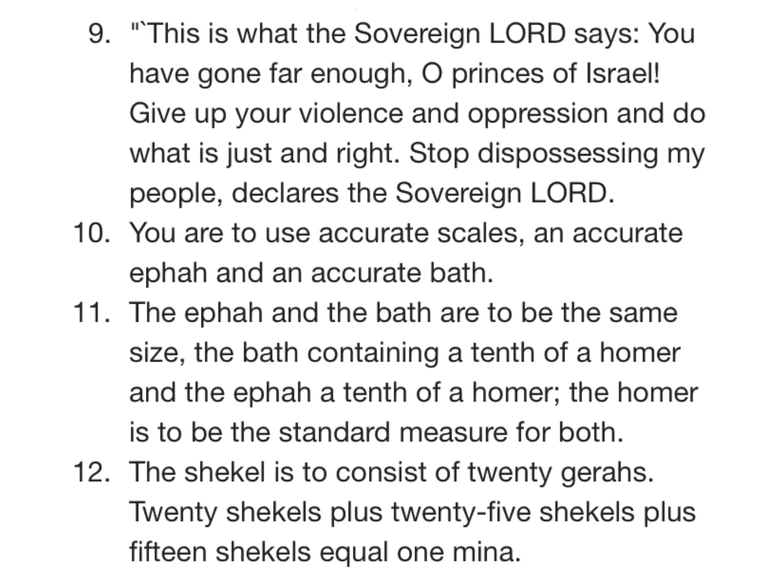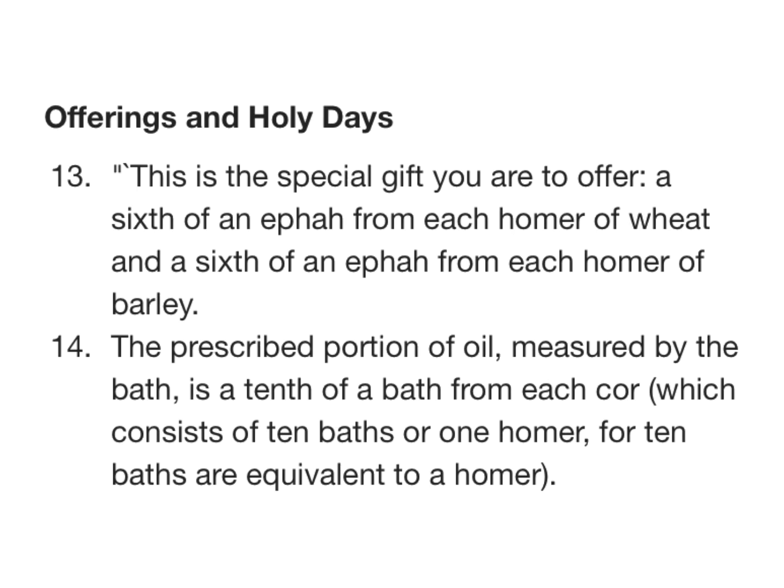The shekel is to consist of 20 gerahs. 20 shekels plus 25 shekels plus 15 shekels equal 1 mina. This is the special gift you are to offer: 1/6 of an ephah from each homer of wheat, and 1/6 of an ephah from each homer of barley. The prescribed portion of oil, measured by the bath, is 1/10 of a bath from each kor, which consists of 10 baths, or 1 homer, for 10 baths are equivalent to a homer.